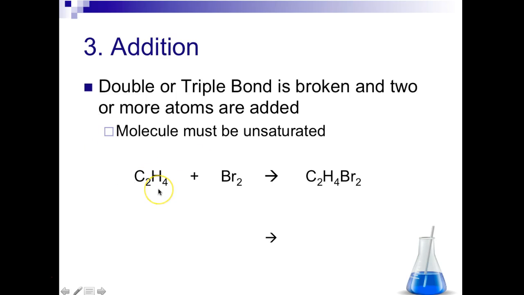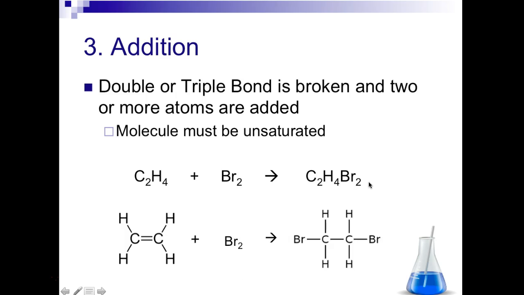So in this, we have an alkene, ethene, and that's going to react with bromine, and we're going to make this compound. So what happens is the bromines are going to be added onto each side of the C's, breaking that double bond and making it a single bond.